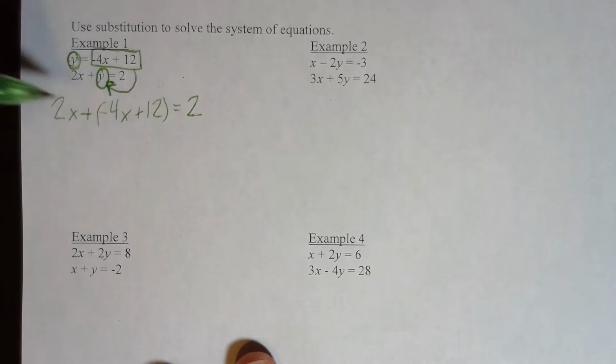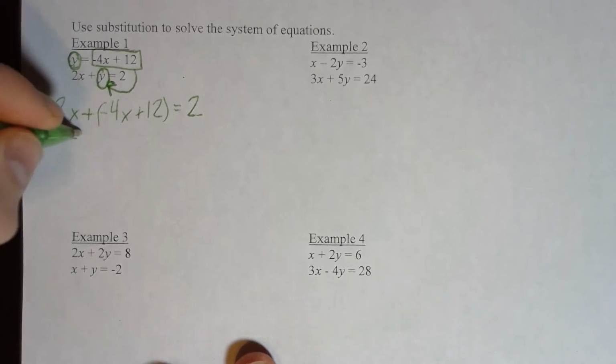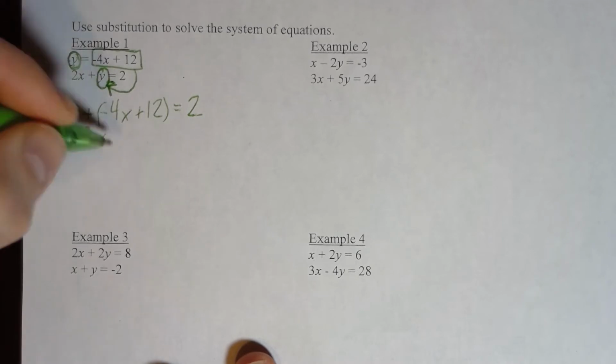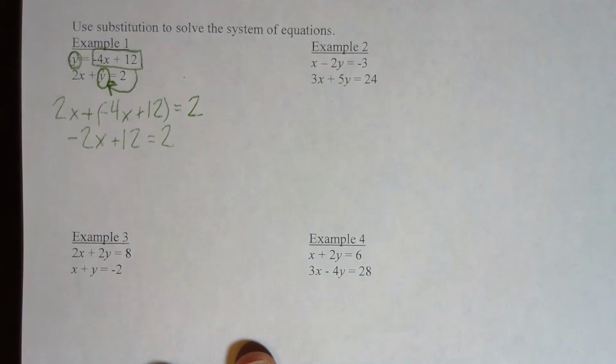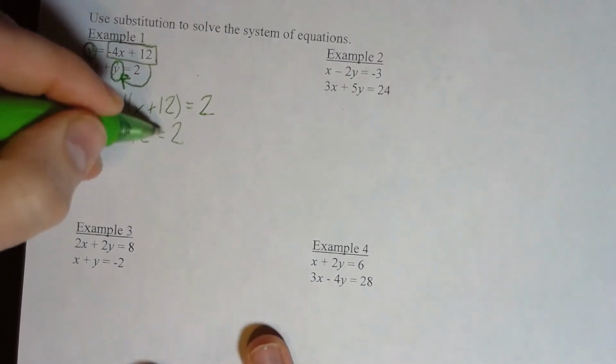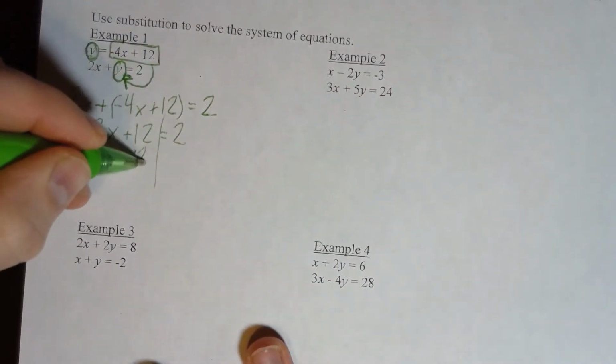I'm going to combine like terms. 2x's minus 4x's is -2x's. I still have this plus 12 equals 2. I have a two-step equation now. I'm going to subtract 12 from both sides.